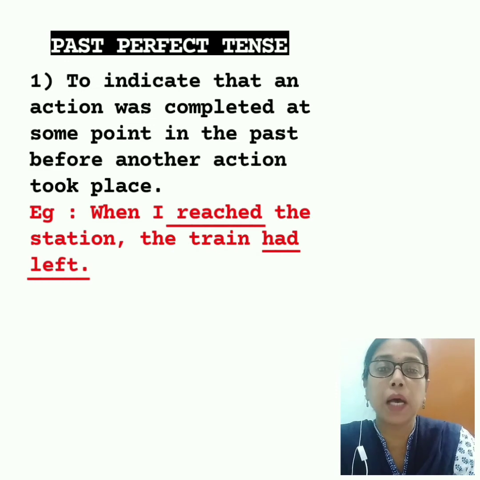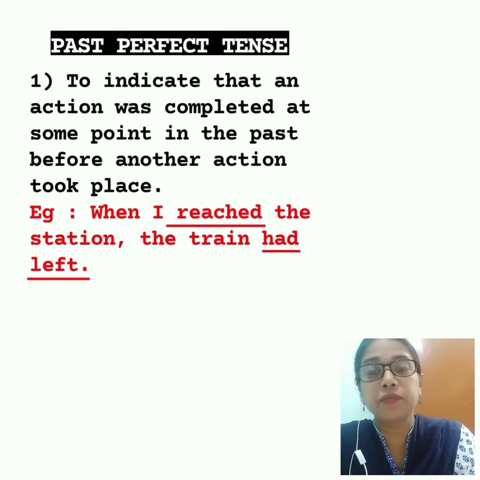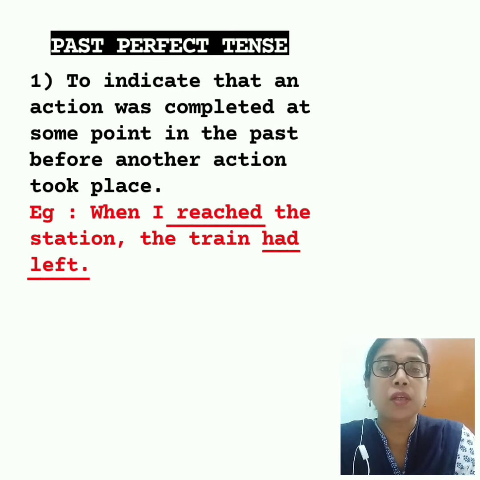Next is the past perfect tense. The past perfect tense is used to indicate an action that was completed at some point in the past before another action took place. Like for example, when I reached the station, the train had left. So here you see that two actions occurred in the past. First is when I reached the station, and the second is the train had left.